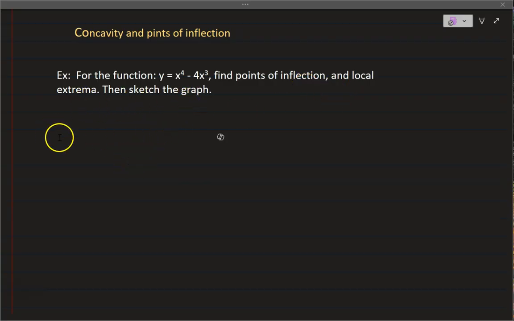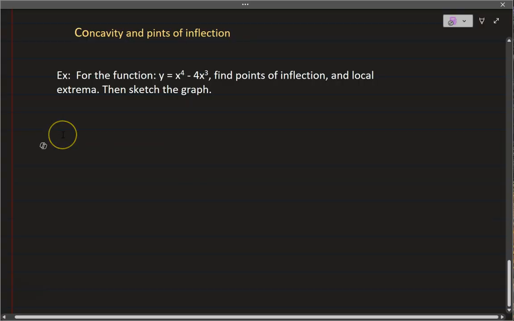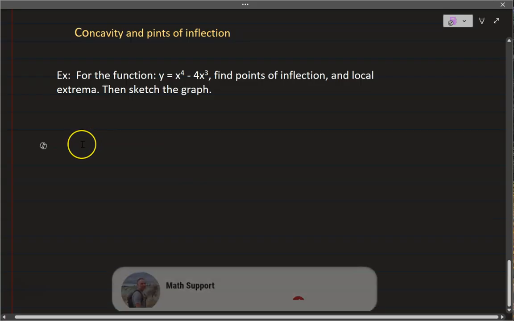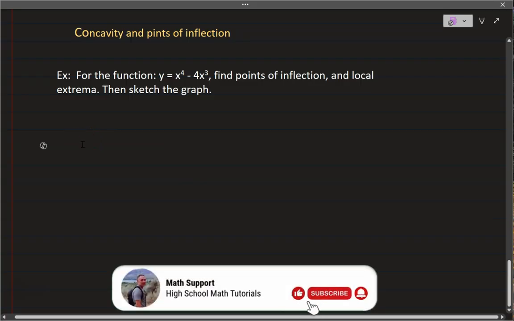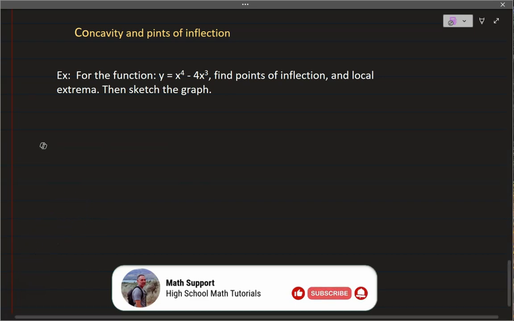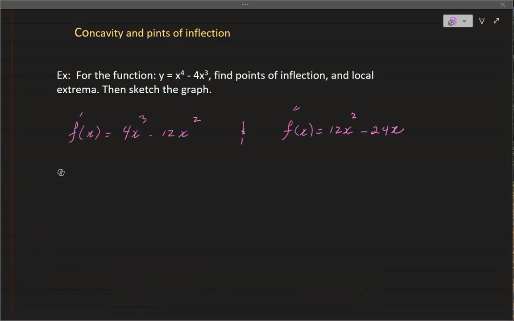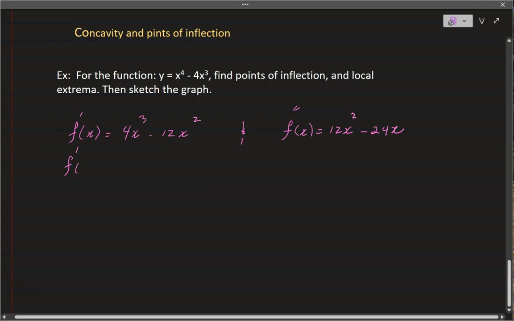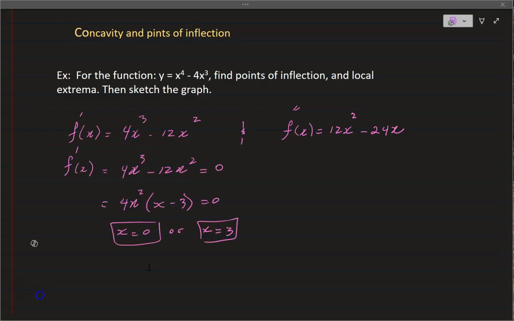All right, we're going to go ahead. We're going to do the first and second derivative right away, and then we're going to analyze what is happening between critical points and possible inflection points if it does have it. So let's go ahead and do the first derivative and second derivative. Now that we have that, let's find the critical points by setting the first derivative equal to 0 and then solve, and you will get x equal to 0 or x equal to 3.